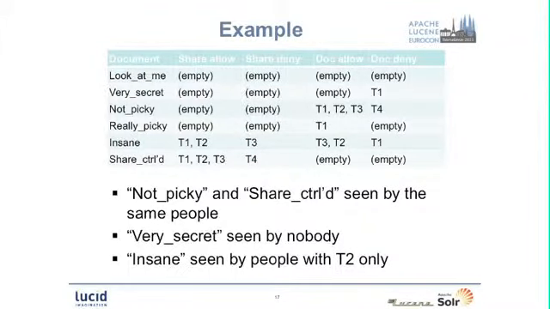And here's an example. I was going to, once again, point at this, but you can have some fun and actually look at this. Here I've tried to combine examples of both document level and share level pieces. Things that may not be obvious at first: not picky and share controlled are seen by the exact same people here. Share controlled is seen by T1, T2, and T3. Not picky is seen by T1, T2, and T3, but it's because it is a document level permission in the not picky case, and it's a share level authorization in the share controlled case.